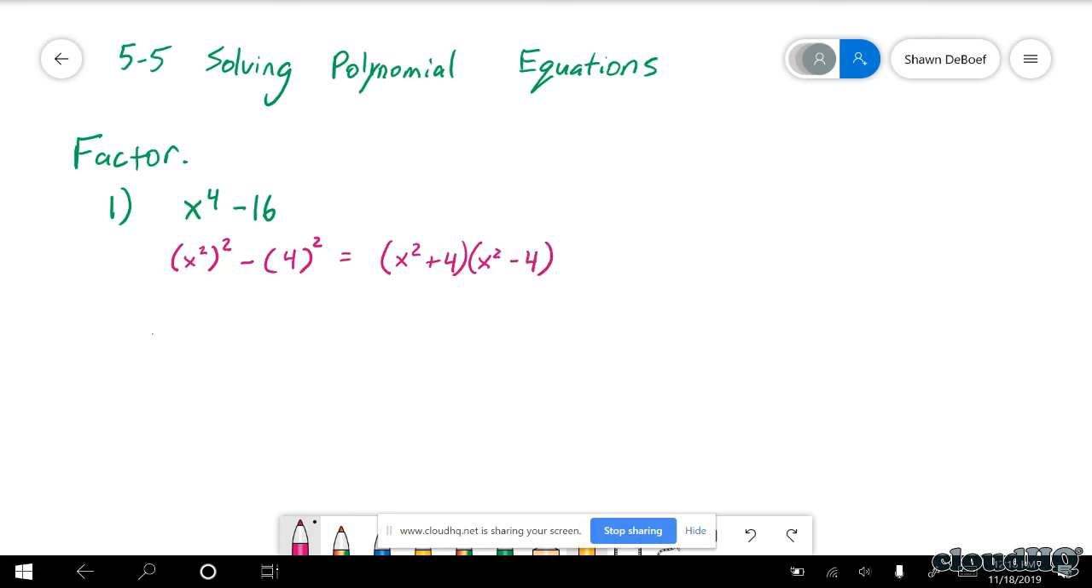Can we factor any further? Does x squared plus 4 factor any further? It does not. We can factor a difference of two squares, but not a sum of two squares. Difference of two squares factors, sum of two squares does not. So x squared plus 4 doesn't change, but x squared minus 4 can go to x plus 2, x minus 2.